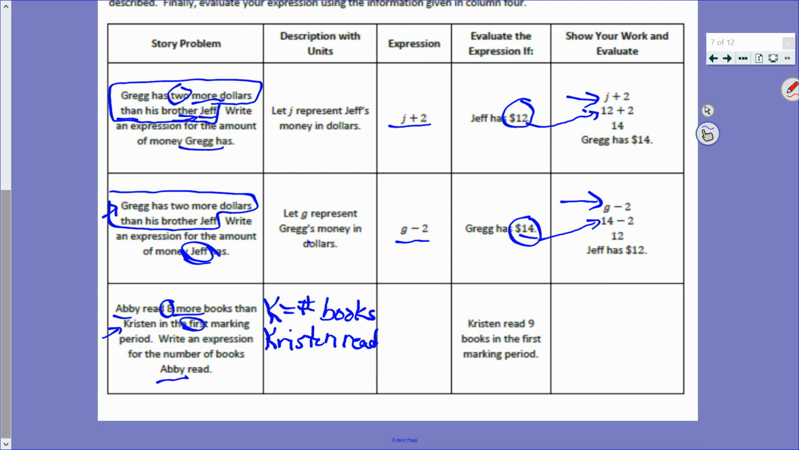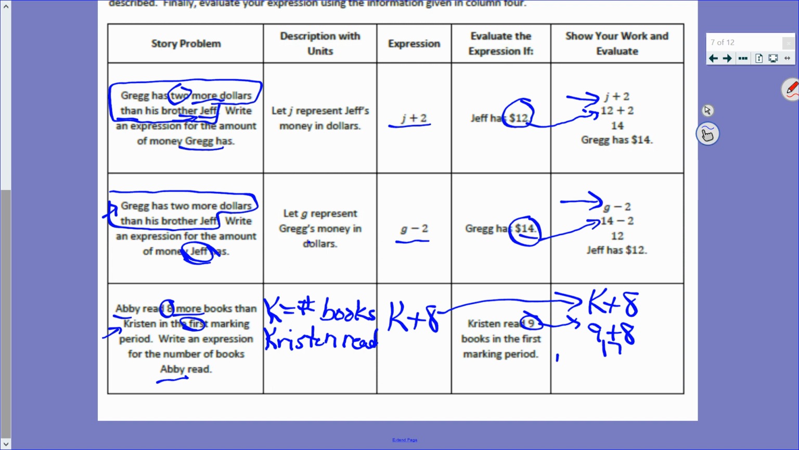Now again, looking at the scenario. Now I'm at Kristen. Abby read 8 more books than Kristen. So if I'm at K, how would I get to Abby? Come on. K plus 8. So now we're going to say Kristen read 9 books in the first quarter. So I put my expression back up here, K plus 8. But I now know that K is 9. So I'm going to substitute that 9 in for the K. So 9 plus 8. That gets me 17.